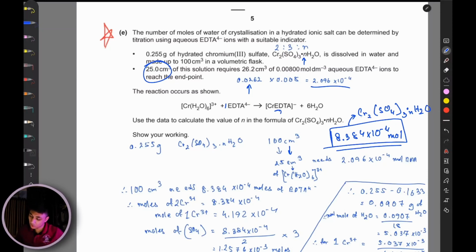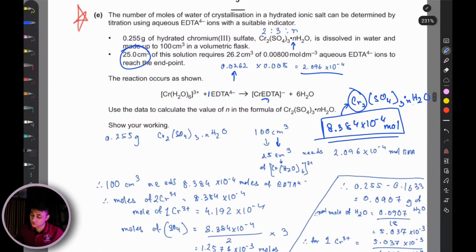But remember one thing. Over here there are 2 portions of chromium. So to be able to find out what portion of H2O there is, I need to convert this mole of chromium to 1 portion of chromium ion. Right now, this 8.38 is representing 2 portions of chromium ions. But I need to convert that into 1 portion of chromium ion such that I can find the empirical formula.